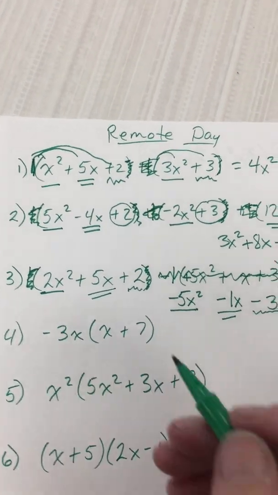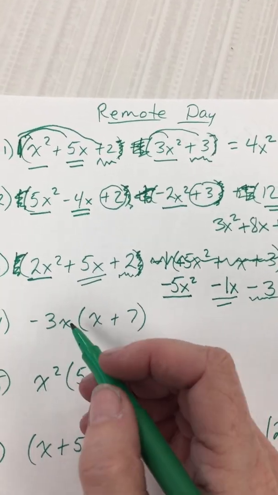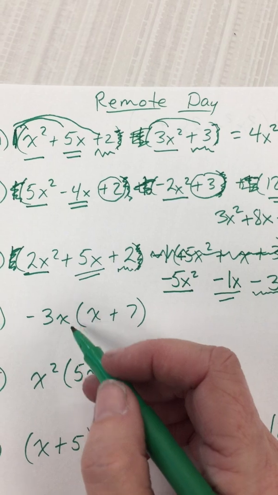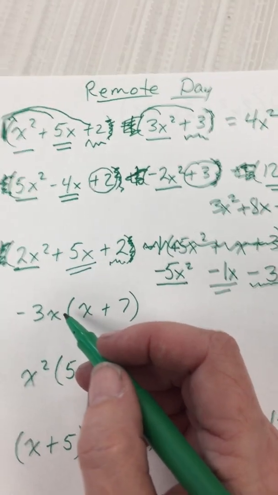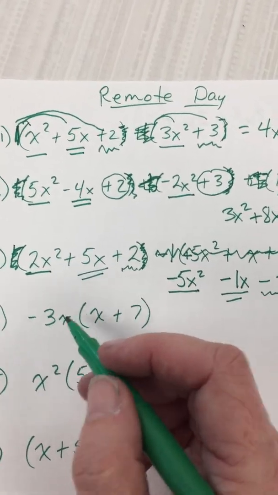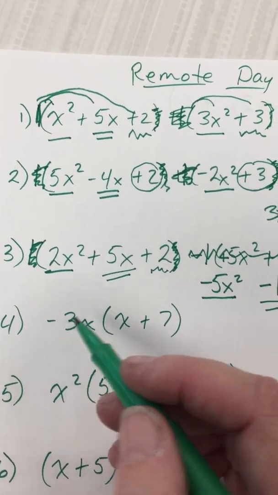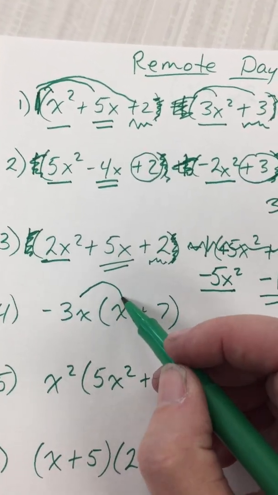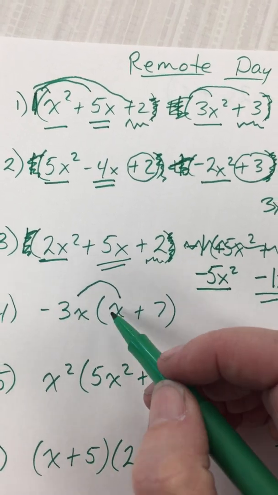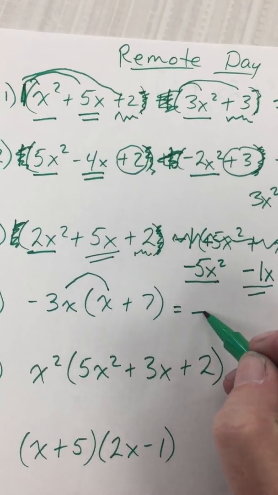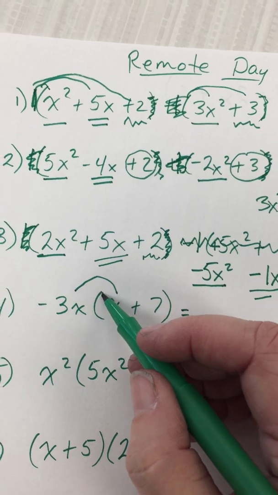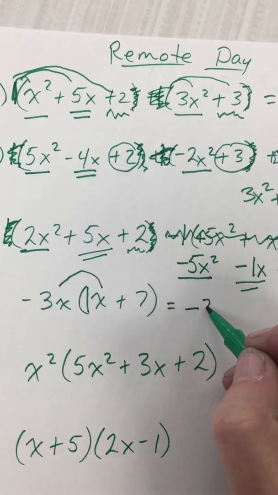Number 4, I see a parentheses. It's a lovely binomial. I see something here in front of it, but is there any pluses or minuses between them? No, so it's not addition, subtraction. It is just multiplication. Is this a monomial or a binomial? It's just a monomial, so it's just one piece that needs to be distributed. So negative times positive is a negative answer, and 3 times, there's a big 1 here. 3 times 1 is just 3.